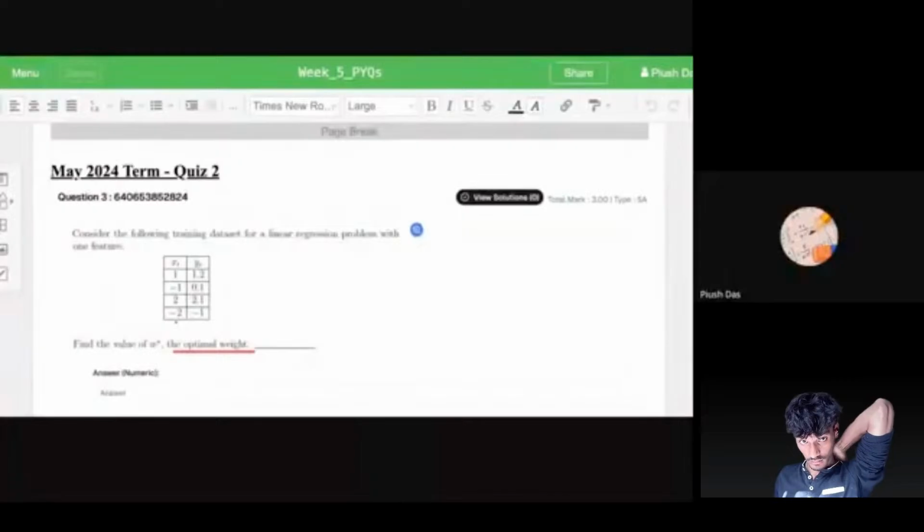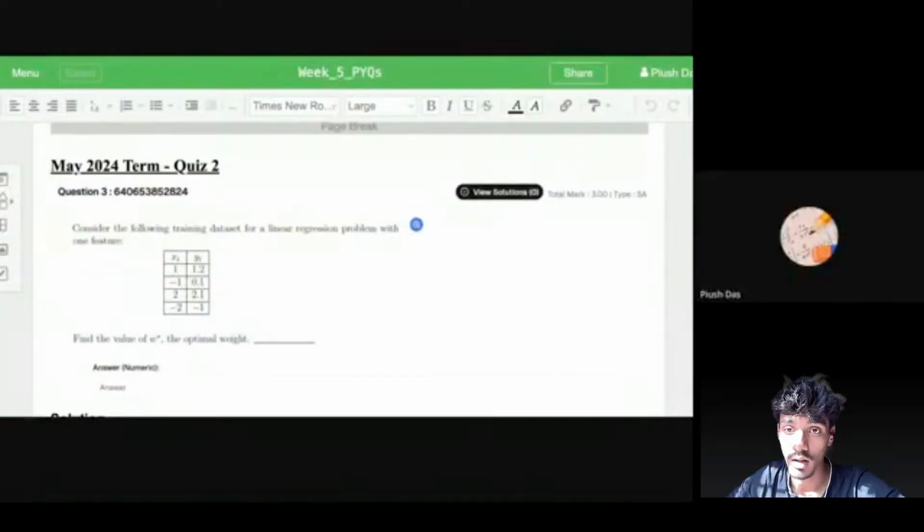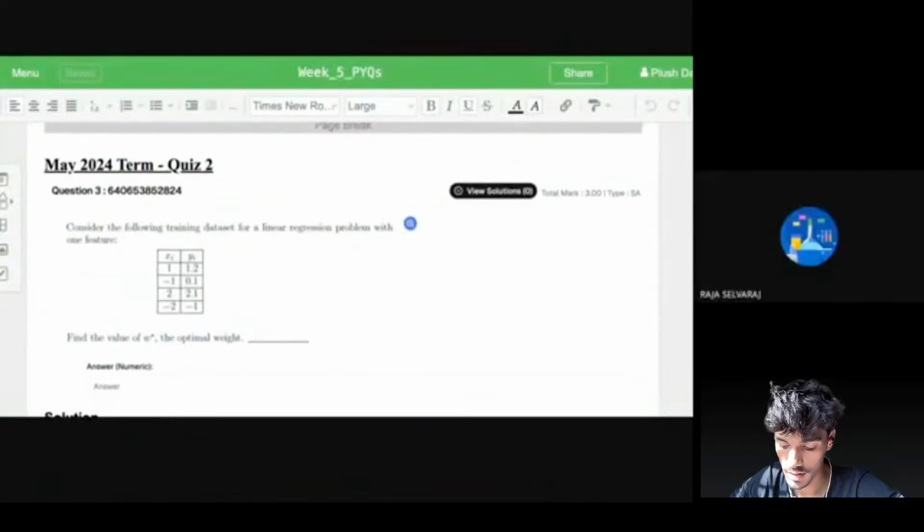How will you find that if we know the data points and the labels? Anyone? You need to find XX transpose, and then the pseudo inverse, XX transpose pseudo inverse XY. This is one feature, so we can directly calculate it by sum of XiYi divided by sum of Xi square.